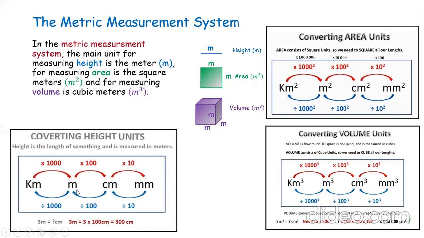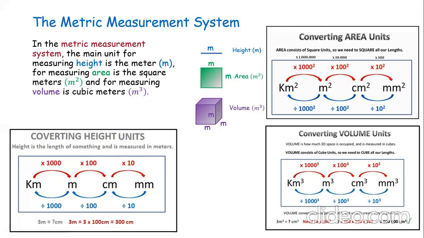So here in this chart, we have chosen the main 4 units for measuring height in the metric measurement system, which are the kilometer, the meter, the centimeter, and the millimeter. It shows that, for example, if we want to move from kilometer to meters, we multiply by 1,000, and from meter to centimeter, we multiply by 100, and so on.